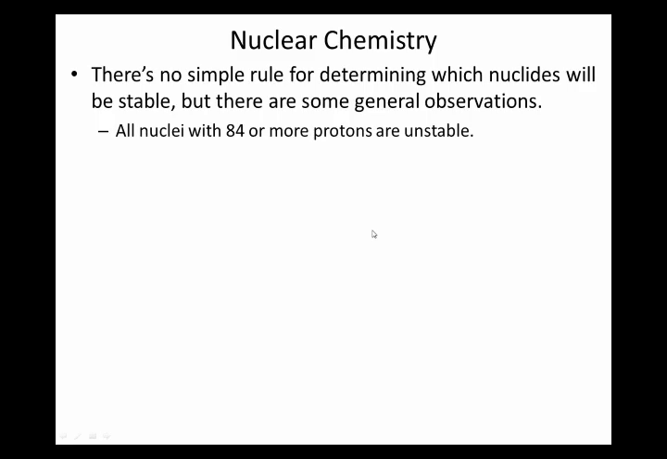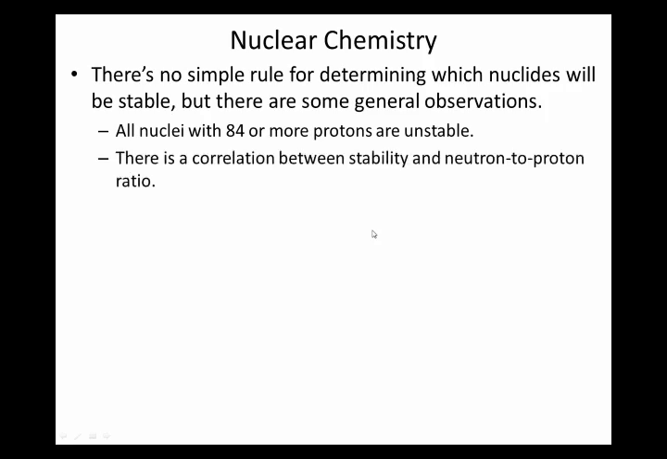In the same way, you can have elements whose nuclei decompose slowly. So they still exist, they just slowly are falling apart. So there's also a correlation between the stability and the neutron to proton ratio. Now, you may look at the periodic table and think, oh, well, it's 1-to-1. If you have 8 protons, you need 8 neutrons, right?